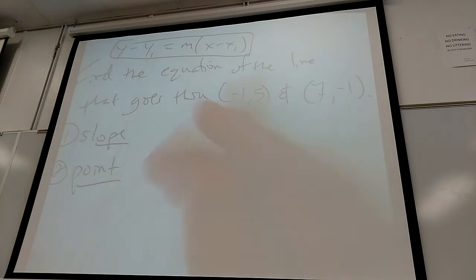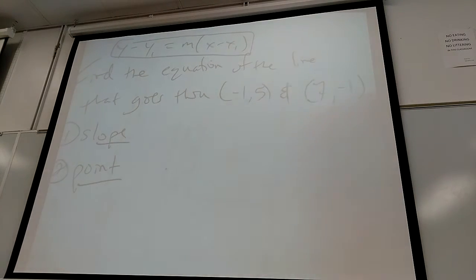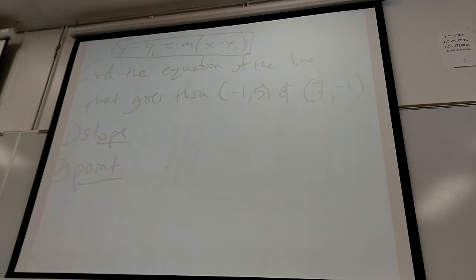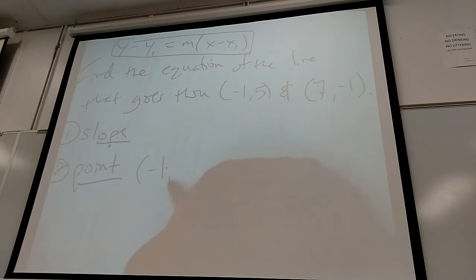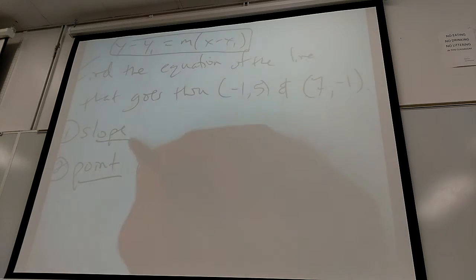So I'm going to do it both ways. I'm going to pick one point and then show you that the equation is the same even if I pick the other point. So right now I'm just going to pick the first point that I saw, negative 1, 5. Check, I got that. How do I get the slope?